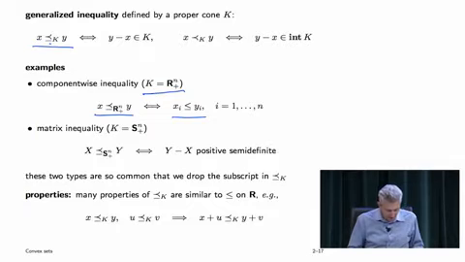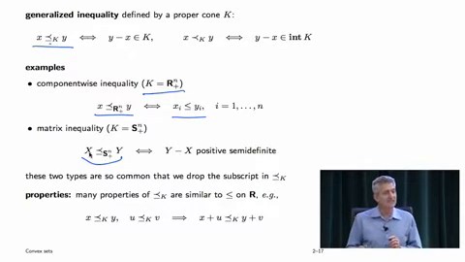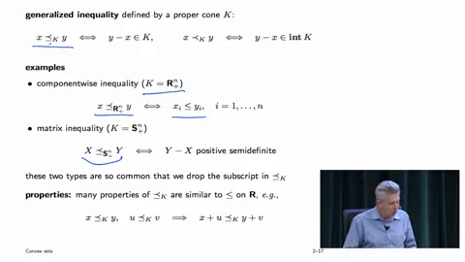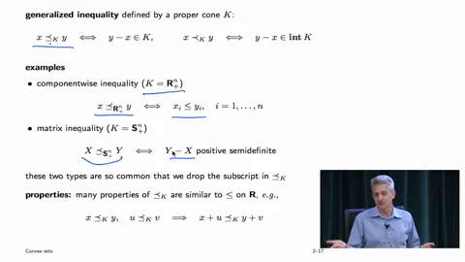So, okay. Matrix inequality. You've already seen this, presumably, somewhere. It says that one matrix is less than another. You'd say x is less than or equal to y with respect to the positive semi-definite cone. That would be the formal reading of this. And that means simply that the difference is positive semi-definite. But you've seen this before.